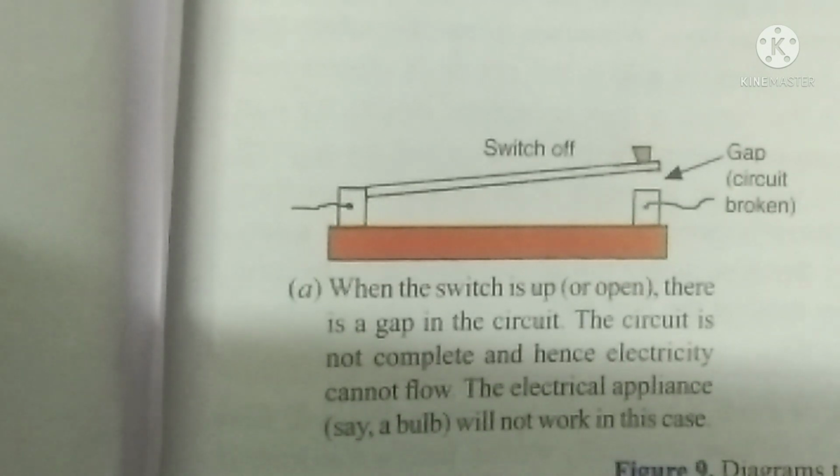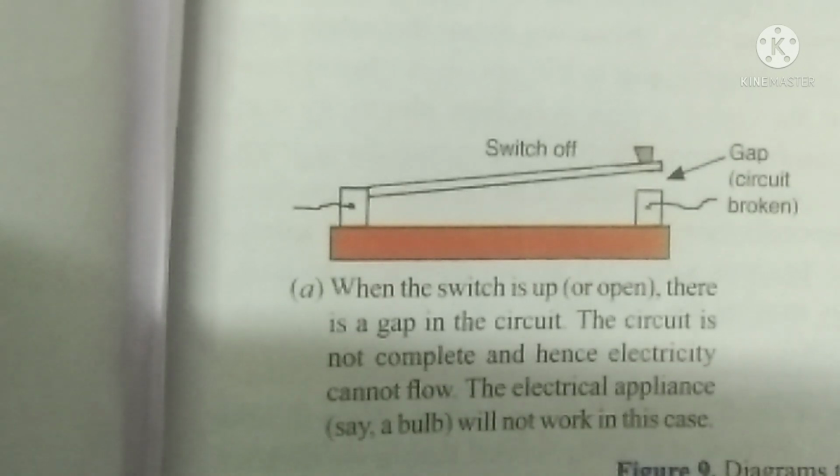Yesterday we learned about open circuit and closed circuit. We learned that when the circuit is open, the flow of electricity will not be there, or it will be broken. And when the circuit is closed, then there will be flow of electricity.